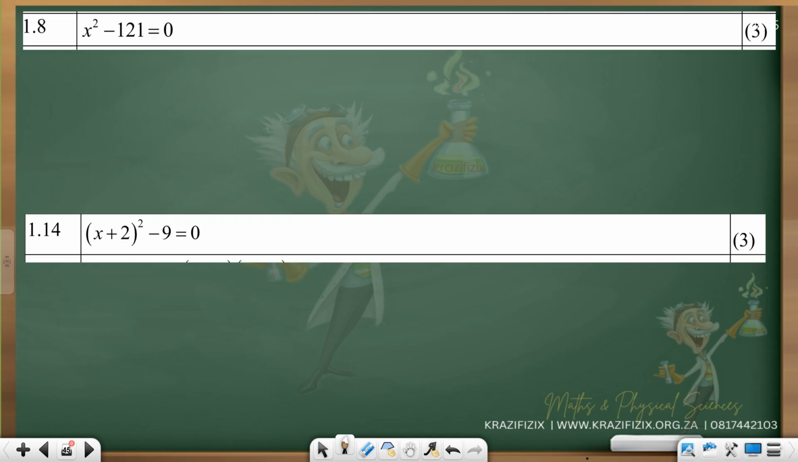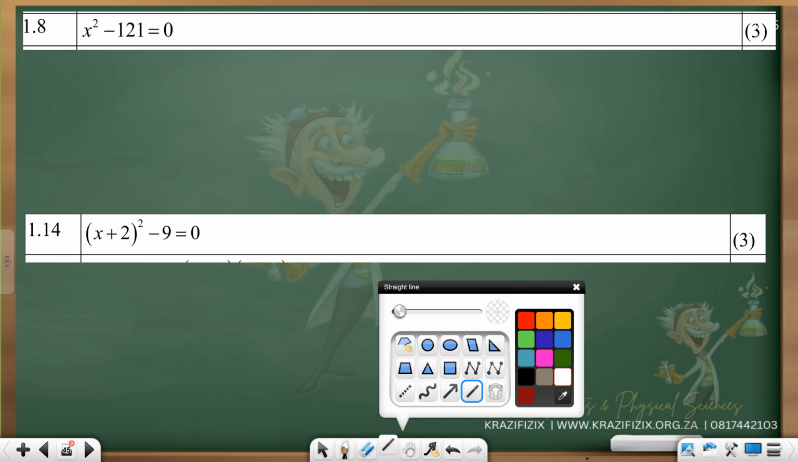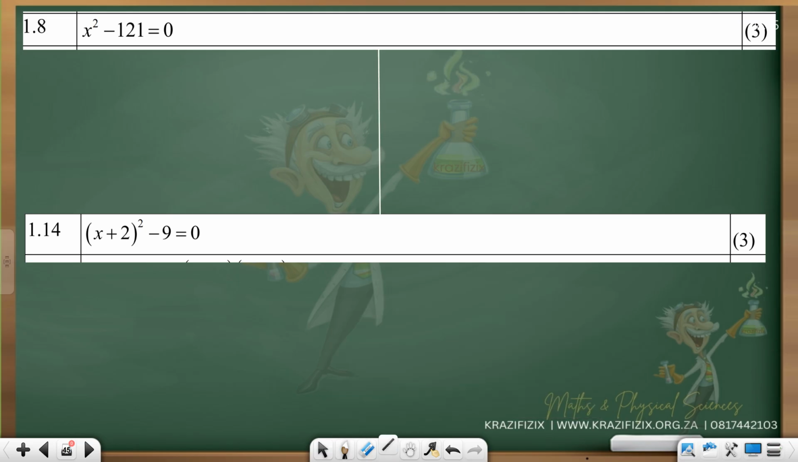Oh, a beautiful one here. I'm going to do this in 2 ways for you. Now, I could quickly say 121. But then I told you that when I introduce a square root, it must be plus or minus. And that's my answer.